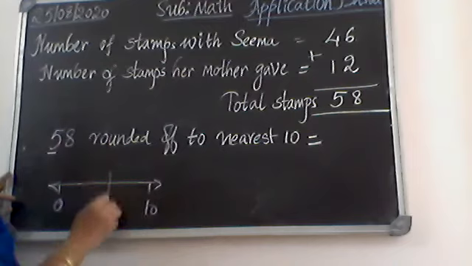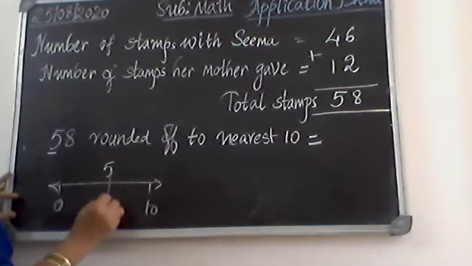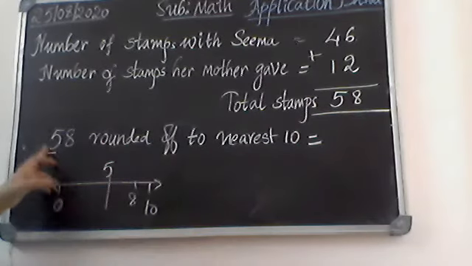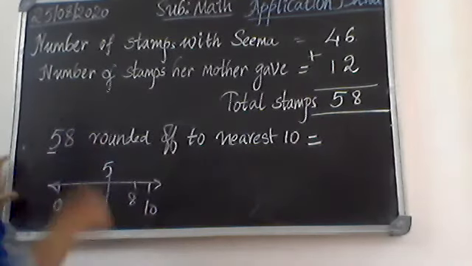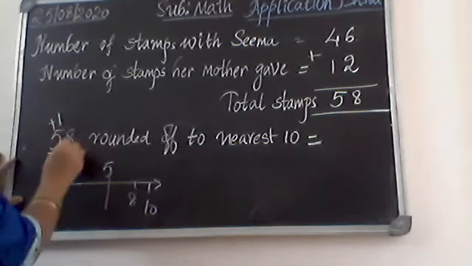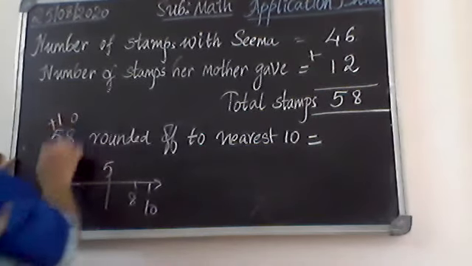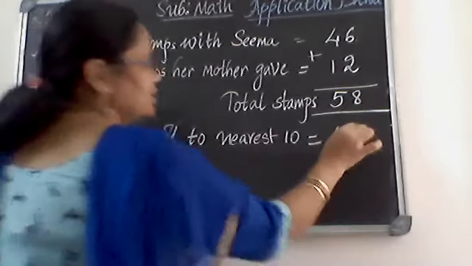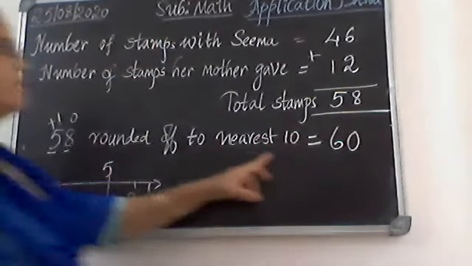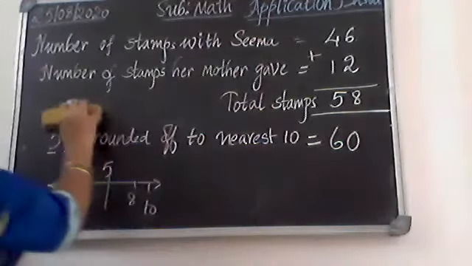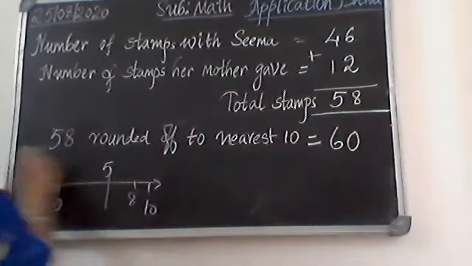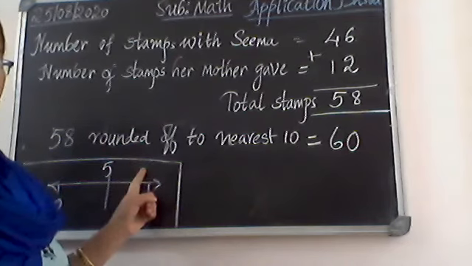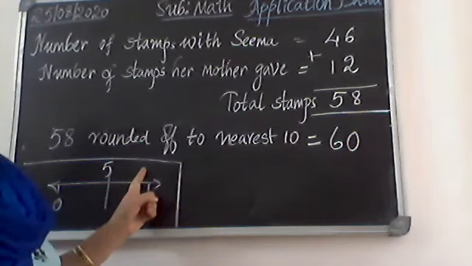Where do we find 8? Between 0 and 5 or between 5 and 10? We find 8 nearer to 10. So 58 is nothing but 5, you have to increase by 1. Instead of 8 you have to write 0. 5 increased by 1 becomes 6 and instead of 8 we write 0. So 58 rounded off to the nearest 10 is 60. Understood children? This is how you have to do. Clear? This is word problem number 1 of the application based questions.